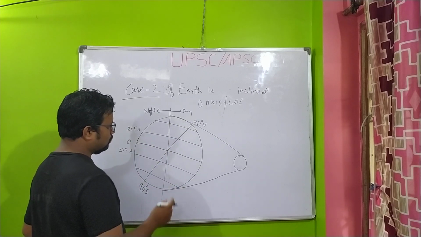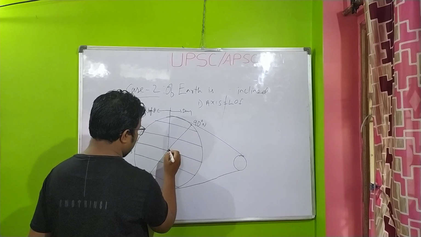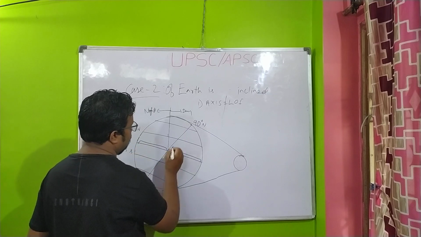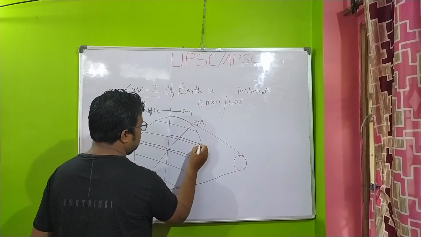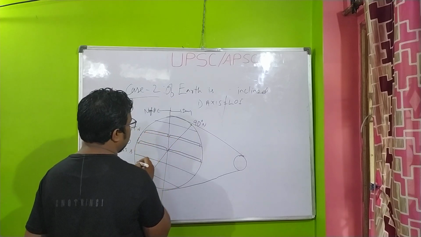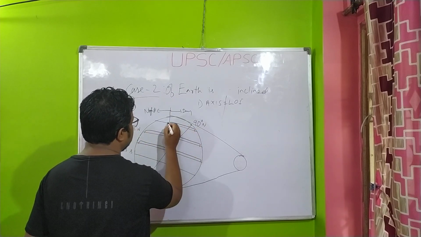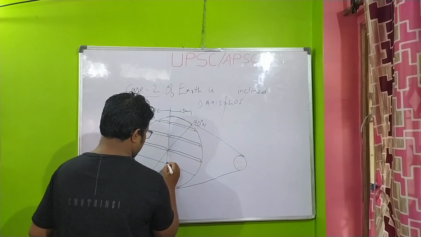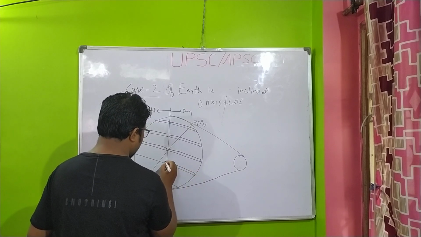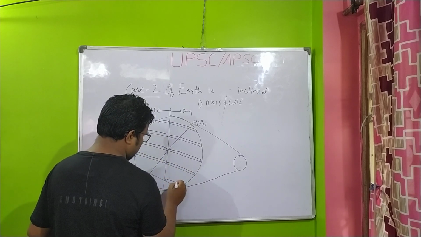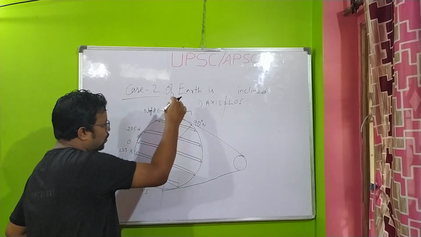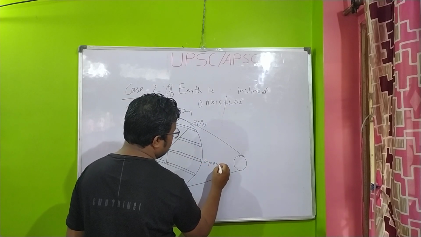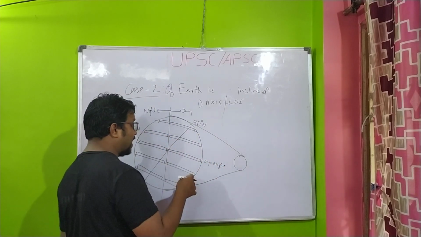Second case, in the equator, what happens? Equal day, equal night. Larger day, smaller night, larger day, smaller night. Smaller day, larger night, smaller day, larger night. So what we are observing is that at the equator day is equal to night. At the equator, the duration of day always becomes equal to night.